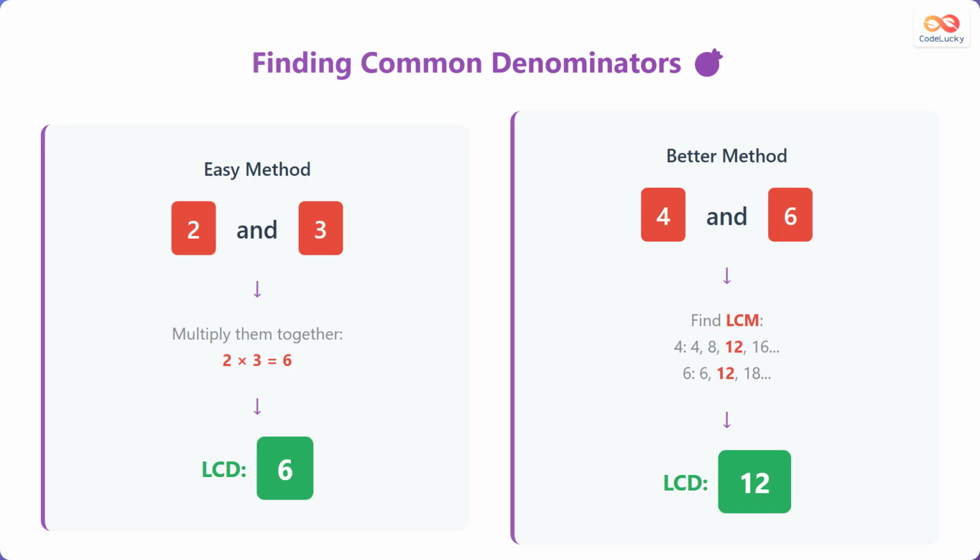Finding a common denominator is crucial for adding and subtracting fractions with different denominators. One easy method is to simply multiply the two denominators together. For example, if you have denominators of 2 and 3, multiply them to get 6. A better method is to find the least common multiple, or LCM, of the denominators. This gives you the smallest common denominator. For example, with denominators of 4 and 6, the LCM is 12, making it the least common denominator.